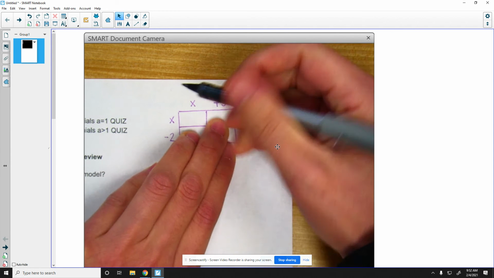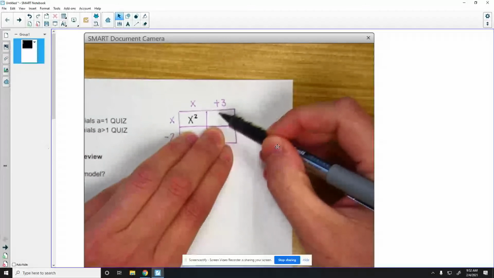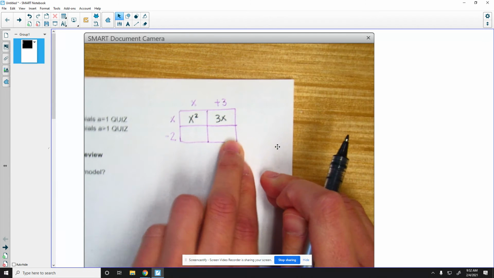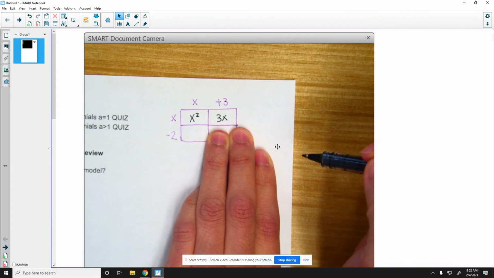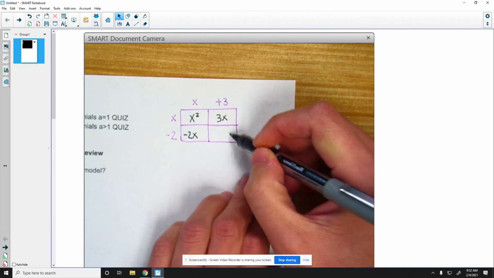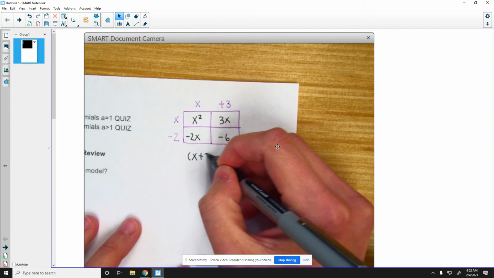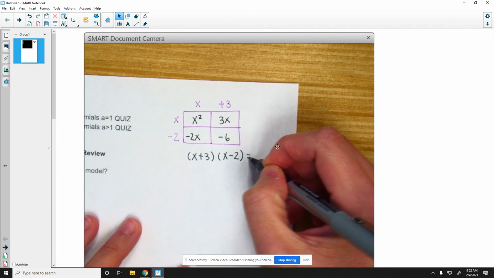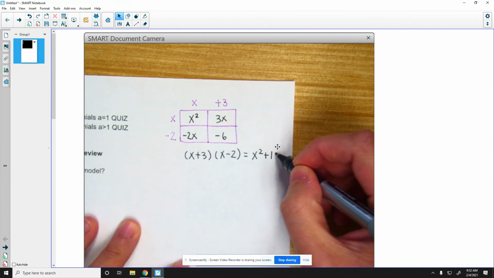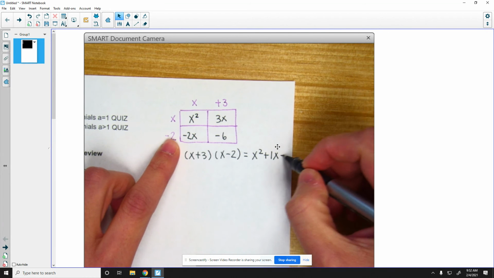For that box, what would the answer be? x squared, because I have an x times an x. For this one, 3x, because positive 3 times x gives me 3x. For this one, negative 2x, because x times negative 2 gives me negative 2x. And this one gives me negative 6. So this problem is really saying x plus 3 times x minus 2 equals x squared plus 1x, because I can combine these two, 3x minus 2x is just 1x, and then minus 6.